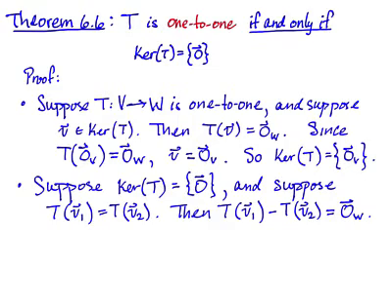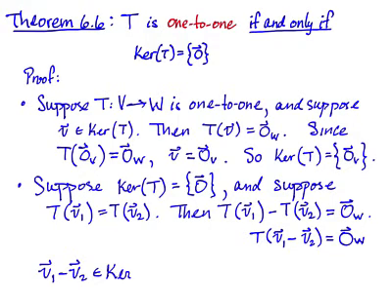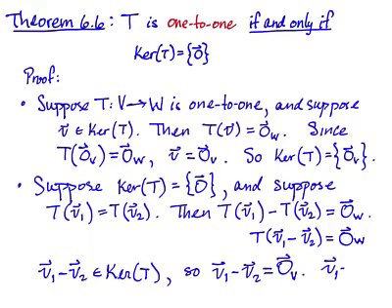But because of the properties of linear transformations, that means that T of V1 minus V2 is the zero vector. Well, this means that V1 minus V2 is in the kernel of T. And we assumed that the kernel just contained the zero vector. So V1 minus V2 is the zero vector in V. But that just means V1 is the same as V2. So we've just proven that T is 1-to-1.